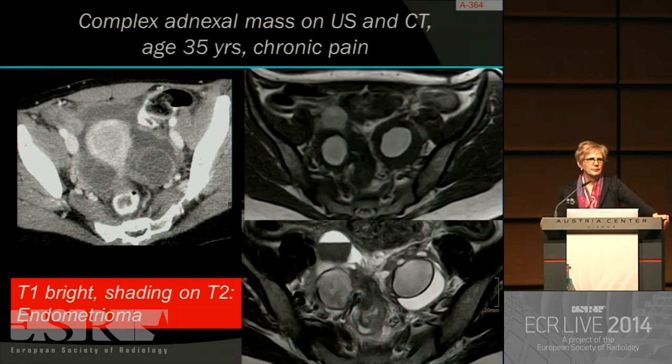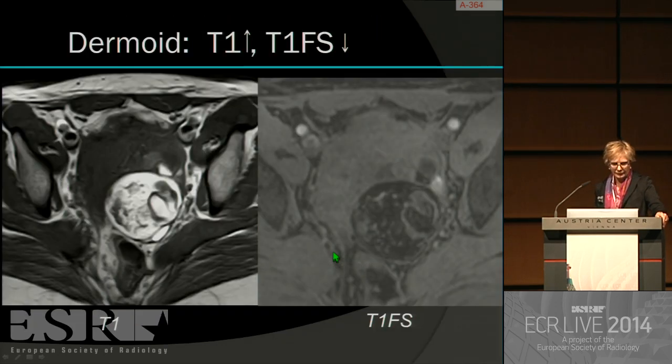We should also be aware that endometriomas may present as quite complex adnexal masses on both sonography and CT. And in CT, we might probably misdiagnose this as abscess or even as cancer. This is not the case in MRI, where we find a very specific finding, namely a lesion that is bright on T1 and that shows a shading. This is this loss in signal on T2 within this lesion. This is a very specific finding.